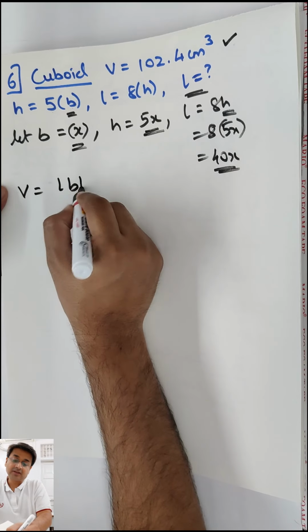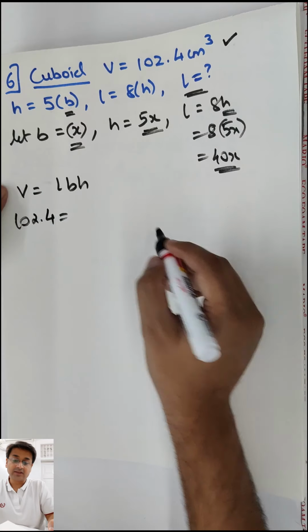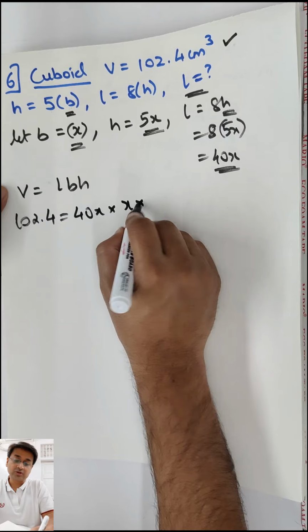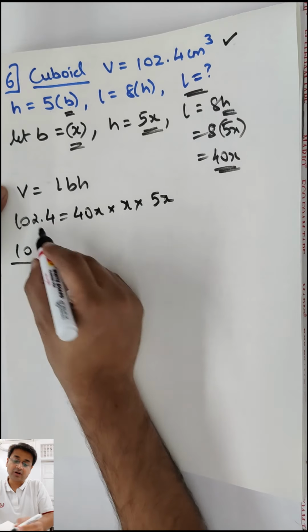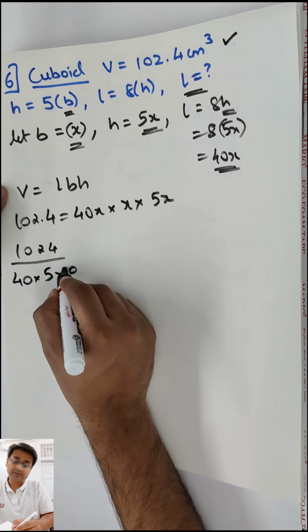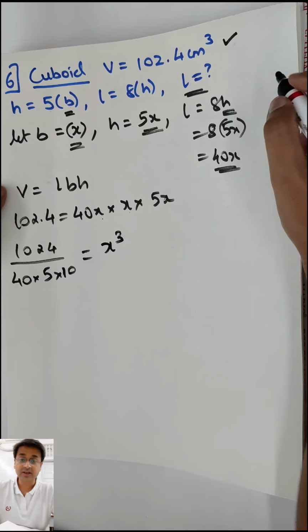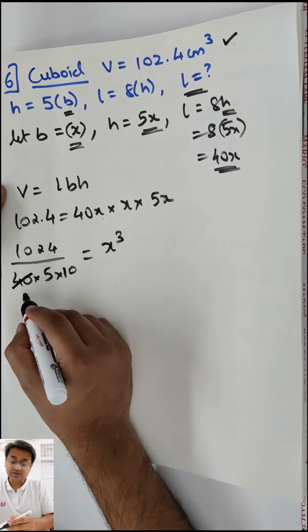So volume is length into breadth into height. 102.4, length is 40x, breadth which is only x, and height which is 5x. So 102.4, I am removing this decimal, divided by 40 into 5 into 10 for the decimal. 123x, so that becomes x cube since you are multiplying. Don't forget that, okay? Let's cancel this.